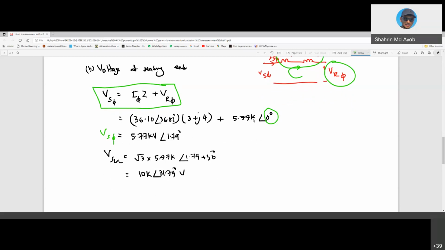Usually we will convert it back into the line values. So what you need to do is convert back into the line-to-line parameters. Just multiply by square root 3, and the angle should be added up with 30 degrees. So you will obtain this one as 10 kilovolts with an angle of 31.79 degrees.